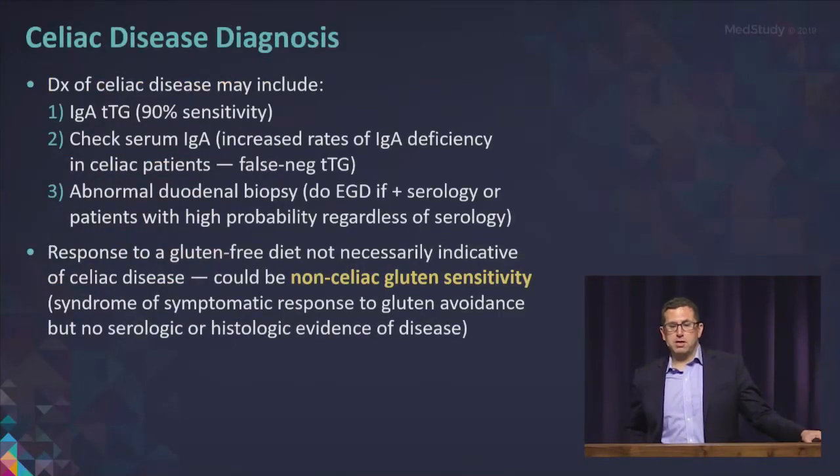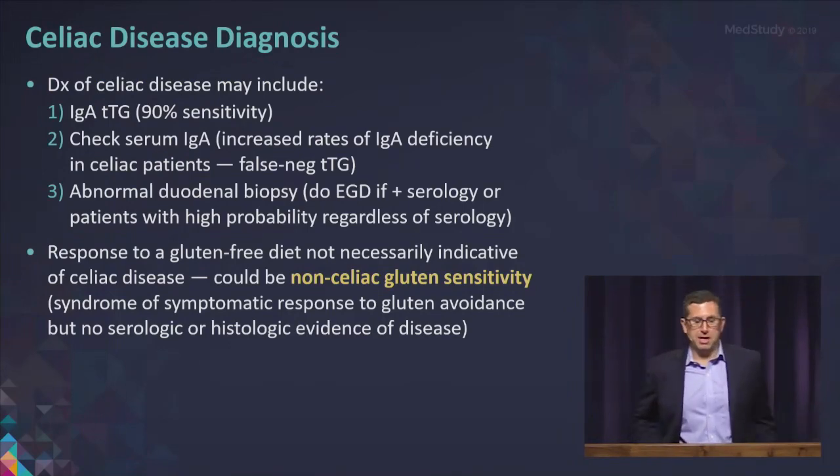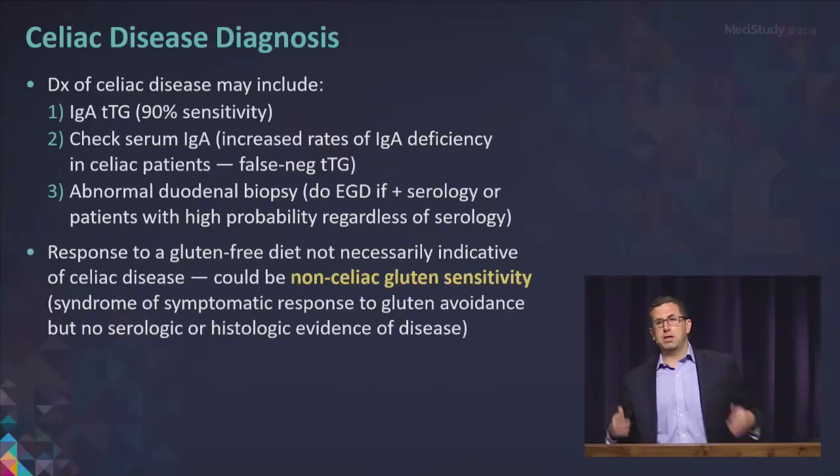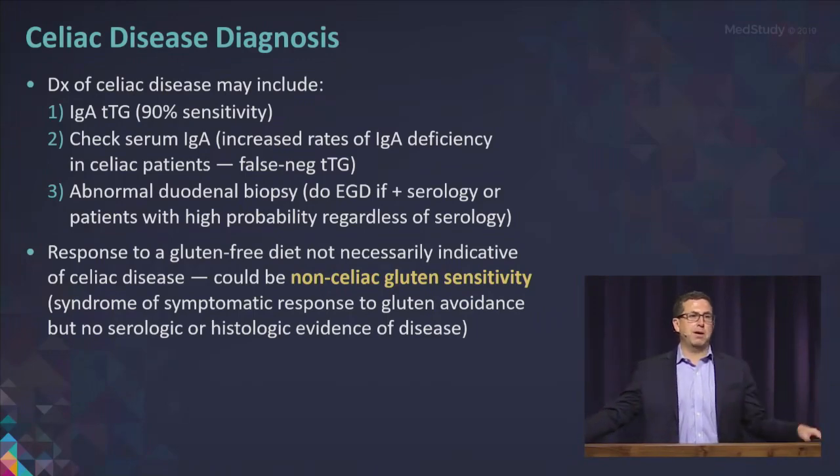So in terms of diagnosis, it may include serologies, for example, the IgA tissue transglutaminase, which has a 90% sensitivity. You do have to check the serum IgA because up to 5% of celiac patients may be IgA deficient, so that could give you a false negative TTG test. If you have an abnormal duodenal biopsy, obviously that is concerning for celiac disease. I should mention that most paths lead to an EGD when you're diagnosing celiac disease. So even if you have positive serologies, generally you're going to want to confirm that with an upper endoscopy.